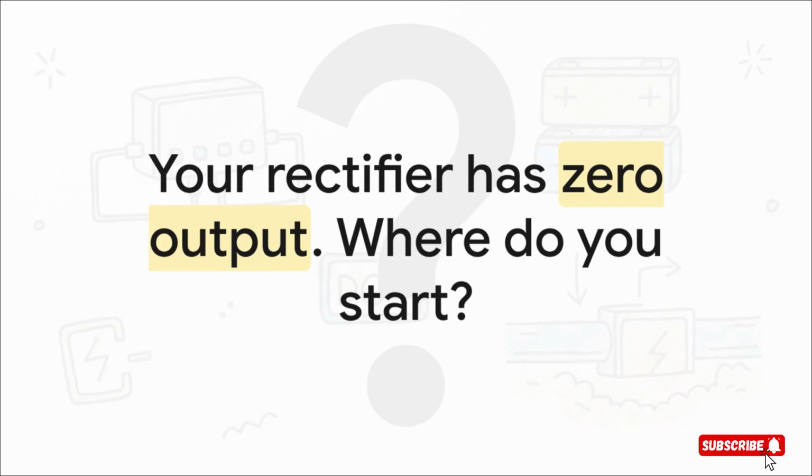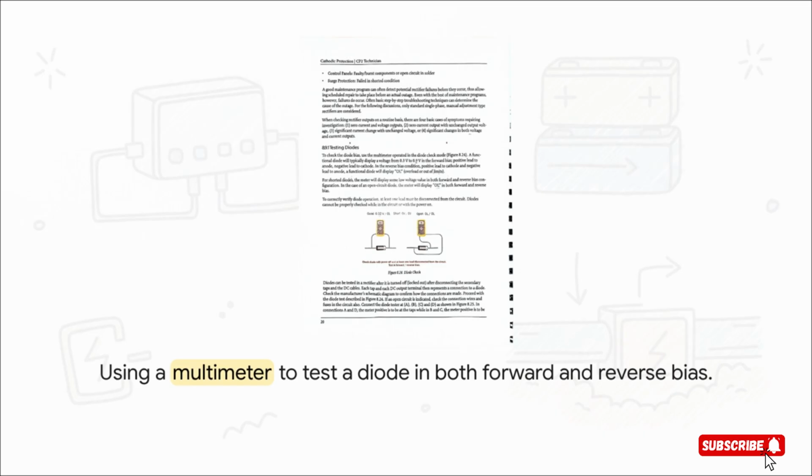The rectifier's on, the lights are on, but the meters say 0 volts and 0 amps. Nothing's going out. It could be a bunch of different things, and just poking around randomly isn't going to help. You need a plan. A lot of the time, the culprit for a 0 output problem is a failed diode in that rectifier bridge. They can fail open, like a blown fuse, or they can fail shorted, where they just let current flow both ways.